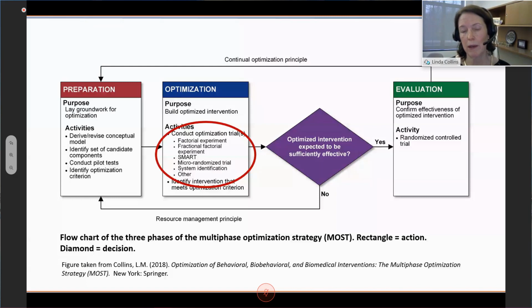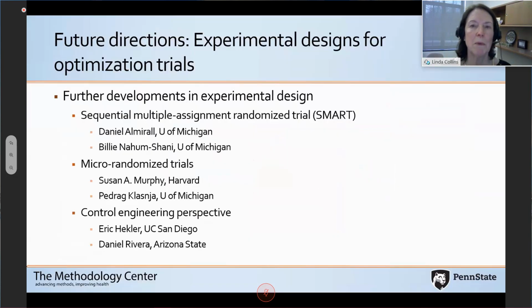A controller in much the same way you might build a controller for a climate control system. You can think of certain kinds of interventions actually as controllers. That's a very interesting area. So there's all those different types of experimental designs. And so I think there's a need for even more development in experimental design in a lot of areas.